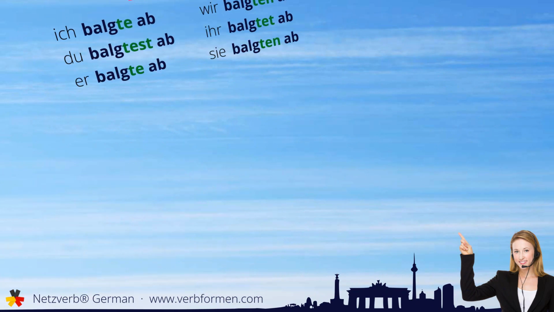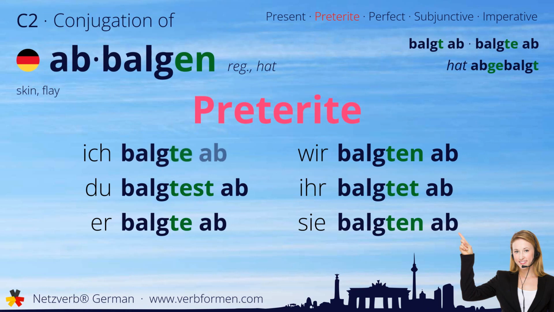Next up is the preterite. Ich balgte ab. Du balgtest ab. Er balgte ab. Wir balgten ab. Ihr balgtet ab. Sie balgten ab.